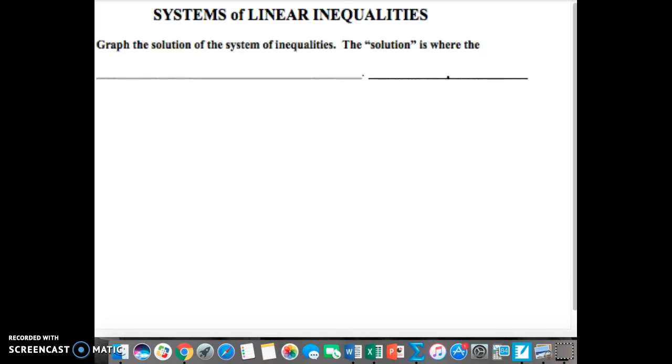This is Ms. Steele's Precalculus, Section 9.9. We're going to be dealing with systems of linear inequalities. We're going to be asked to graph the solution of a system of inequalities. The solution to these systems is just where the shaded regions overlap.